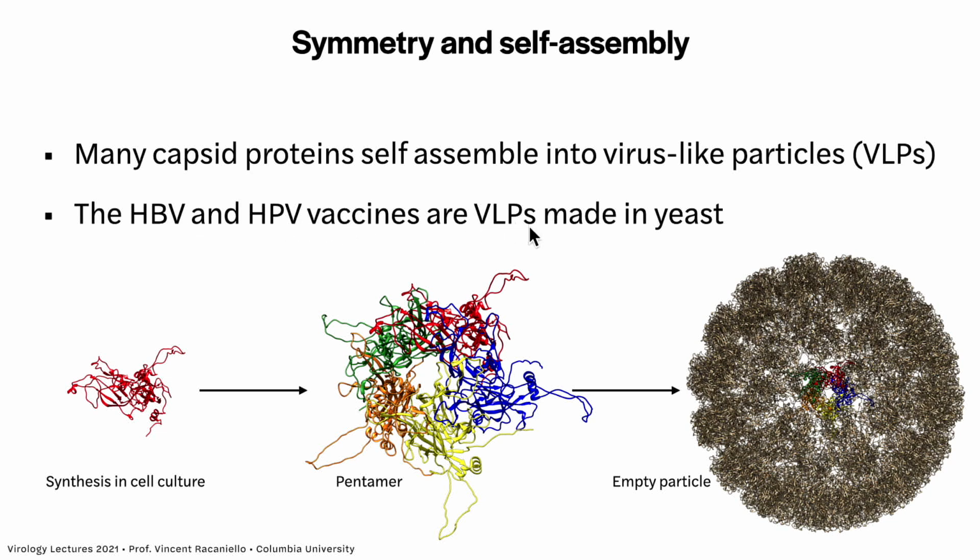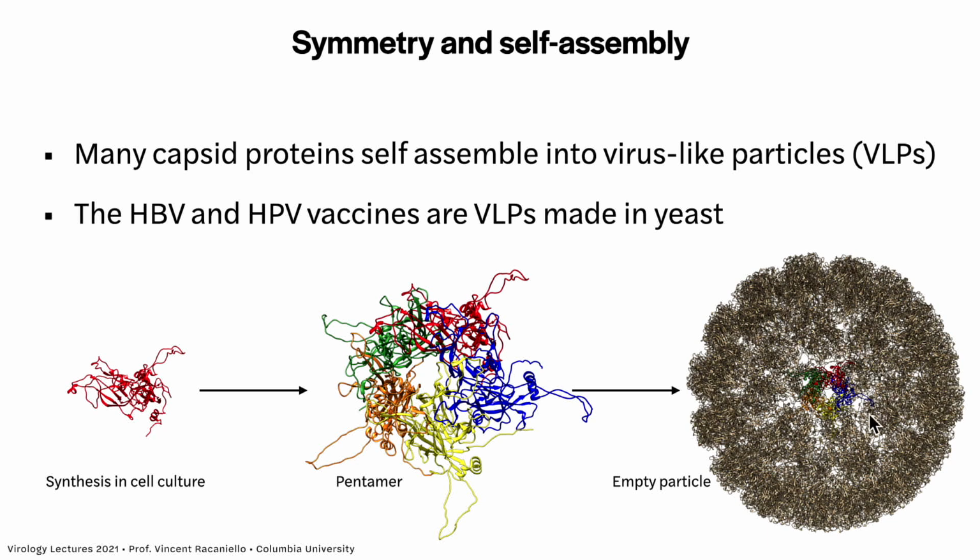These are virus-like particles made in yeast, produce one viral protein, and it assembles into a capsid. And so here's the HPV vaccine. You synthesize the one protein that makes up the capsid. It assembles into a pentamer first, 5 copies, and then the pentamers form an empty particle. And they do this on their own.